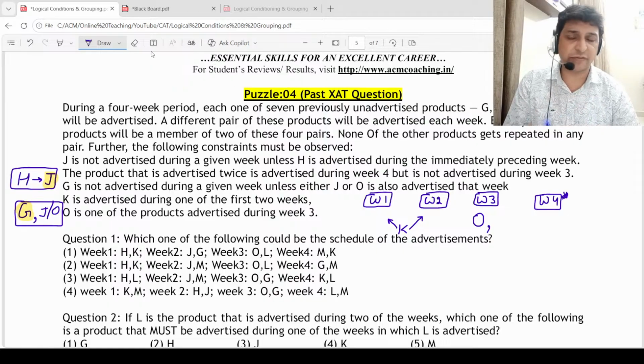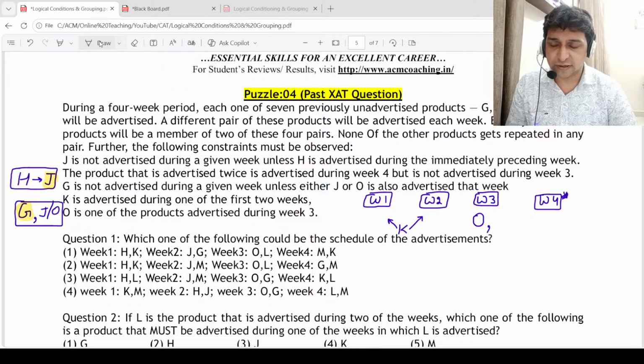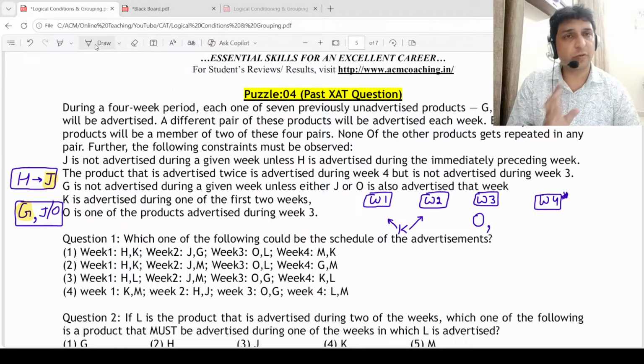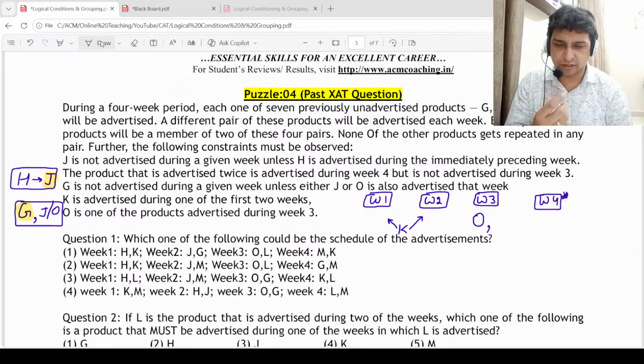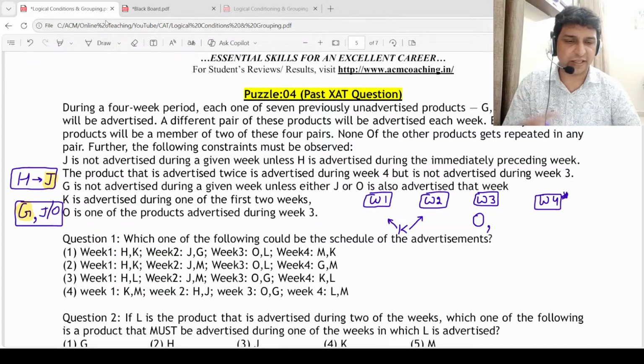Understand that in the previous questions, if you have observed, we have not solved the puzzle completely. We have solved the questions. So that is the trick. We have to solve the questions only, not the puzzle. Nothing is gained by solving the puzzle itself. Questions have to be solved. That is more important. So let's go to the question straight away after writing the conditions.